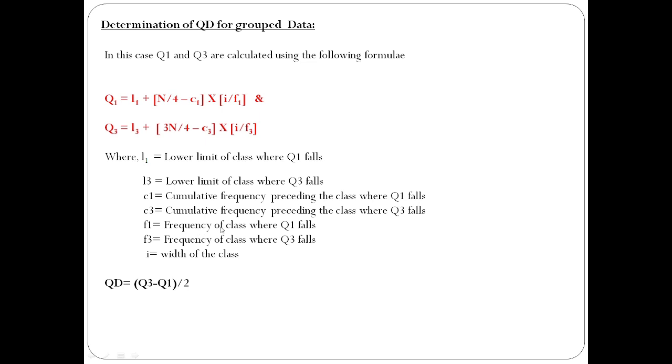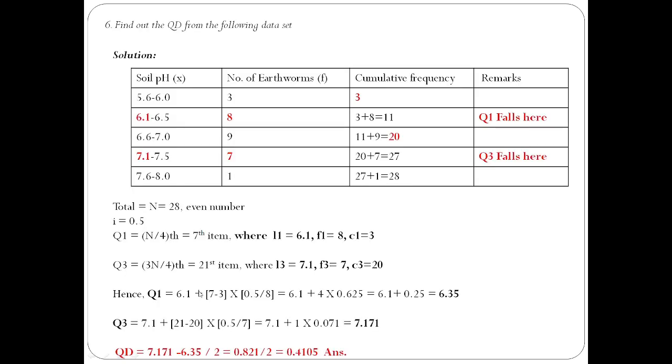F1 is the frequency of the class where Q1 falls, F3 is the frequency of the class where Q3 falls, and i is the width of the class, and the same formula is used again: QD is equal to Q3 minus Q1 by 2. So let's take an example.